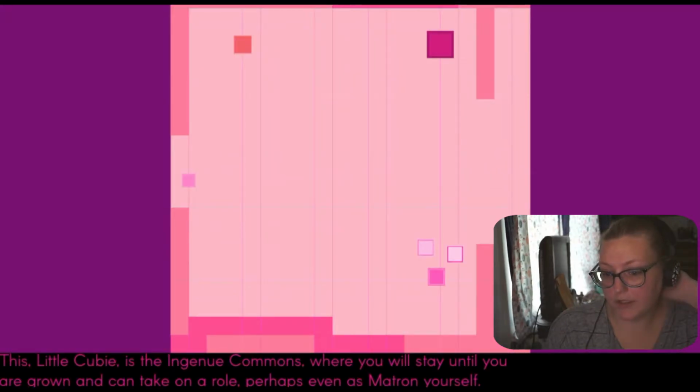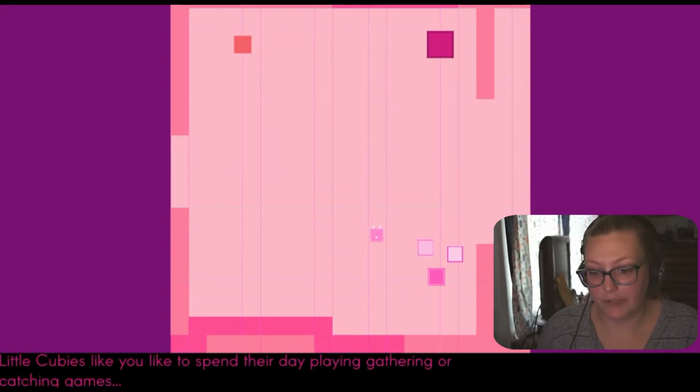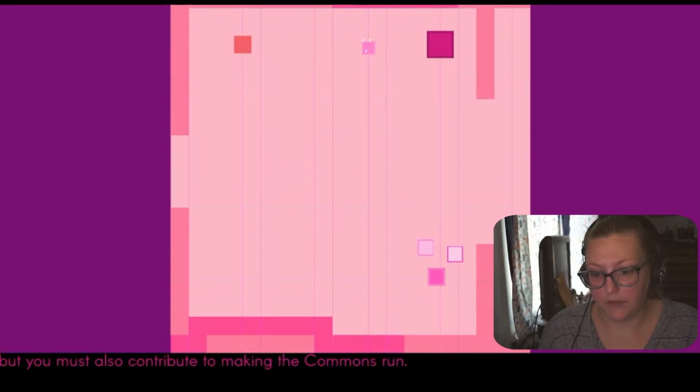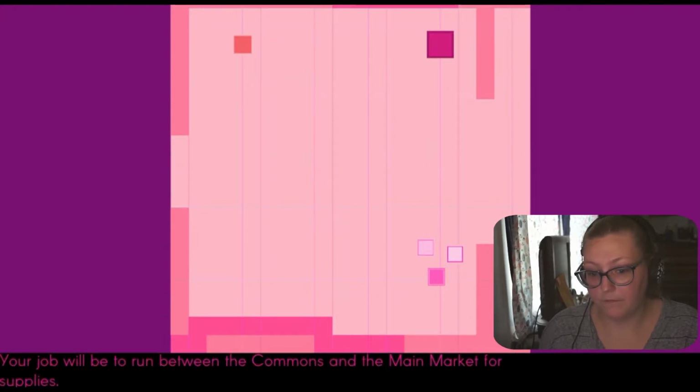This little cubie is the... something commons. Oh no, I missed it. I think it said where you will stay. No cubies like you like to spend their day playing, gathering, or catching games. But you must also contribute to making the commons run. Okay, how do I do that? Job will be to run between the commons and the main market for supplies.